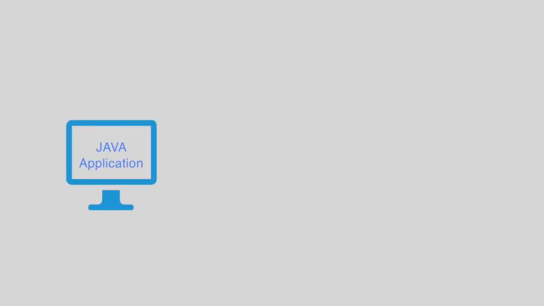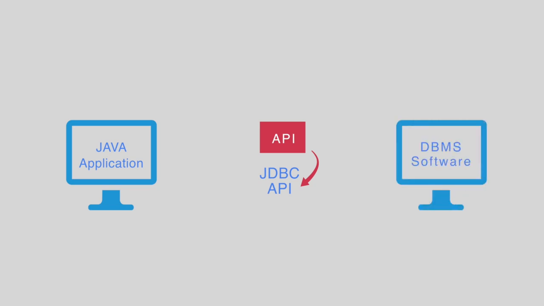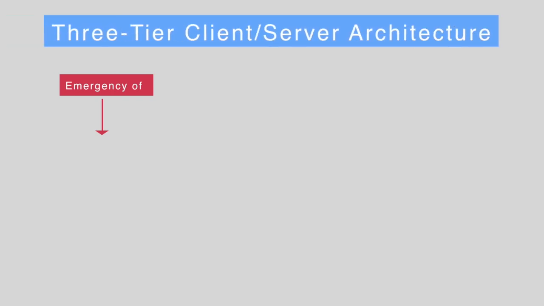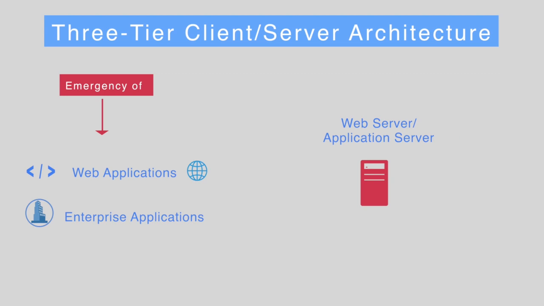A related standard for the Java programming language is called JDBC, or Java Database Connectivity, which allows Java client programs to access one or more DBMS through a standard interface. The emergence of the web changed the roles of clients and servers, which led to the 3-tier architecture. Web and enterprise applications use the 3-tier architecture. The intermediate layer or middle tier is called the application server or the web server.